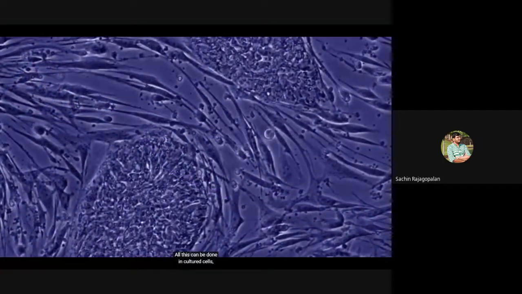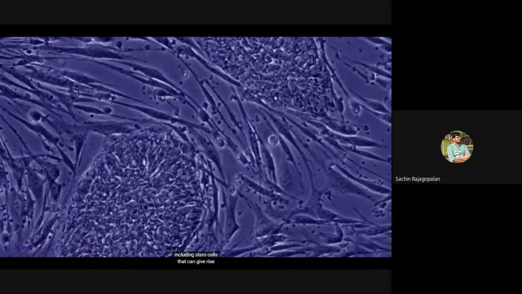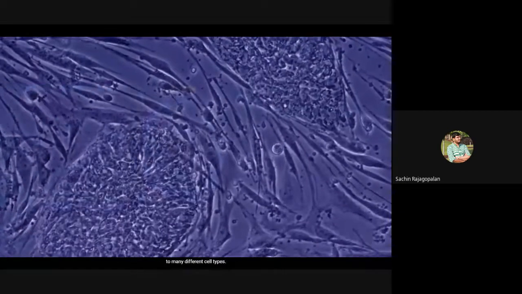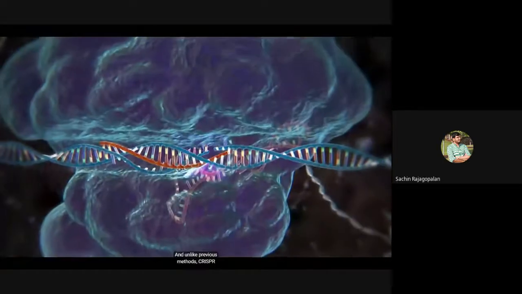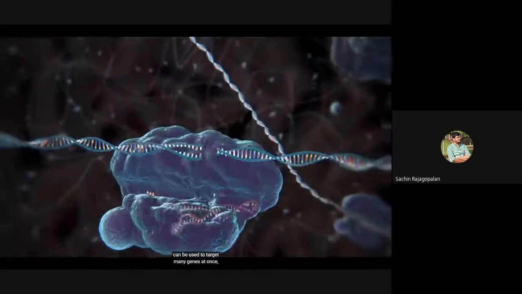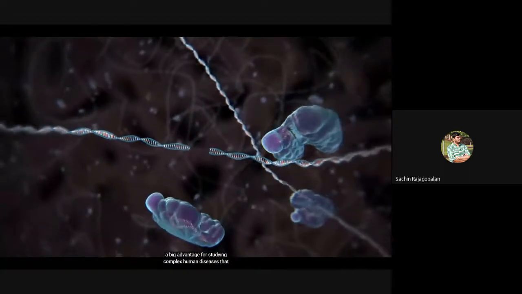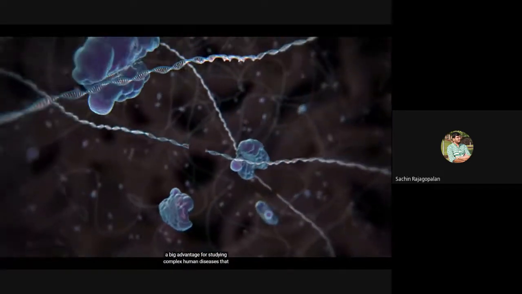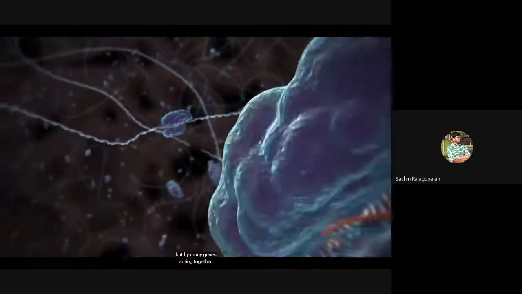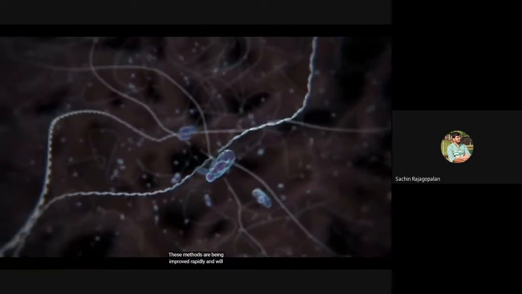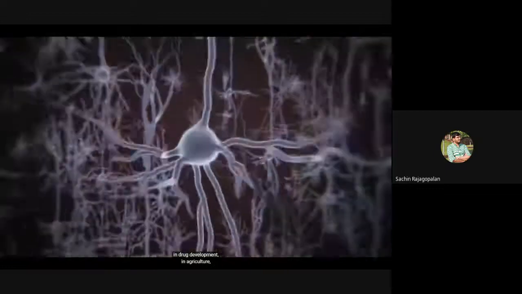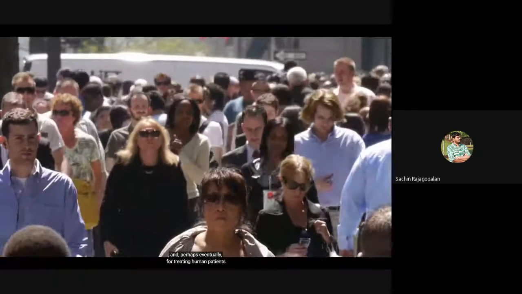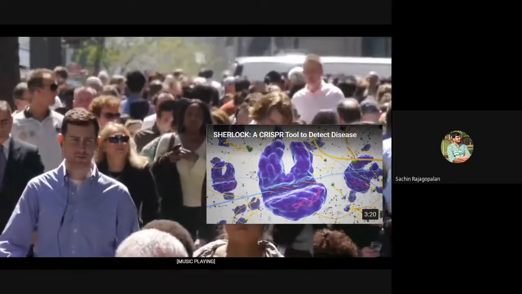All this can be done in cultured cells, including stem cells that can give rise to many different cell types. It can also be done in a fertilized egg, allowing the creation of transgenic animals with targeted mutations. And unlike previous methods, CRISPR can be used to target many genes at once, a big advantage for studying complex human diseases that are caused not by a single mutation, but by many genes acting together. These methods are being improved rapidly and will have many applications in basic research, in drug development, in agriculture, and perhaps eventually for treating human patients with genetic disease.